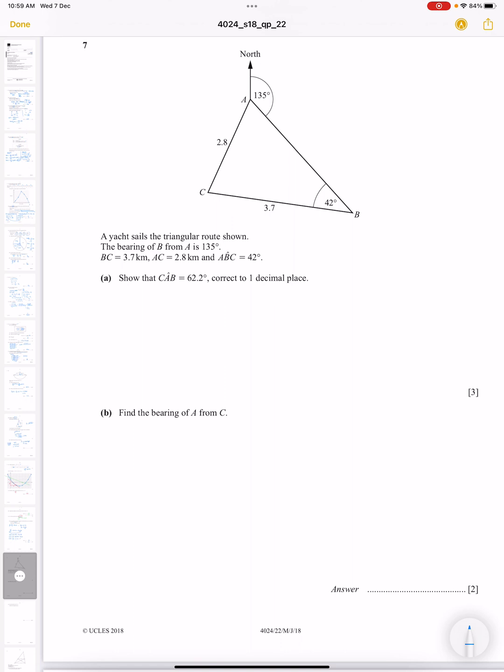A yacht sails the triangular route shown. The bearing of B from A is 135 and the lengths are given. Length BC is 3.7, AC is 2.8 km. This angle is 42. Show that CAB is 62.2. CAB means this angle. You have to find it out.